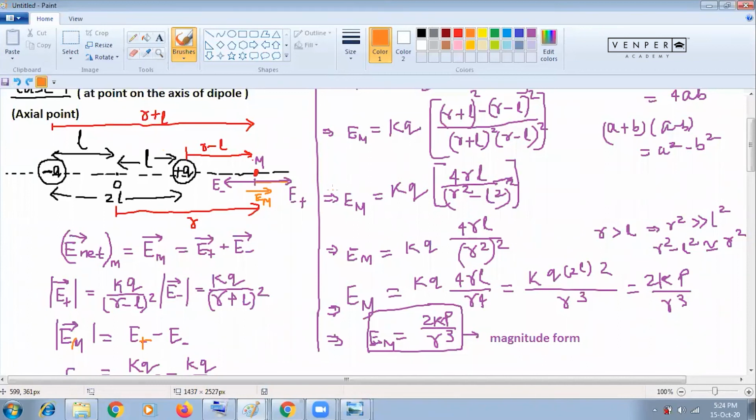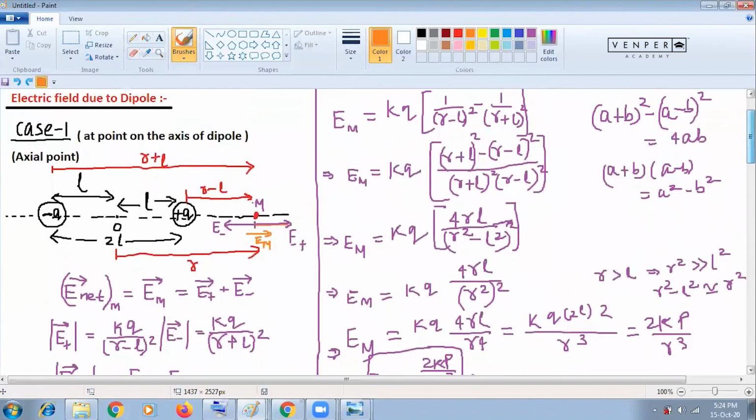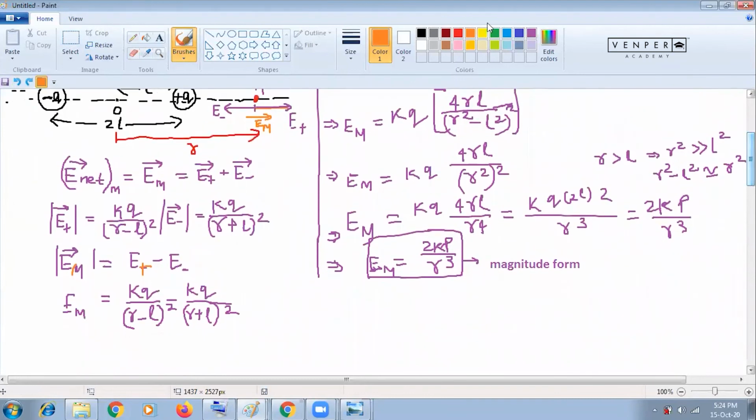Whenever two opposite vectors are there, what do you do? Simply subtract them: greater minus smaller. When two opposite forces or opposite fields are there, you just subtract to get the net field. So this is the magnitude format. Then we can find it also. Are you understanding now, Niveta? Are you understanding? Prithvi, why are you subtracting?